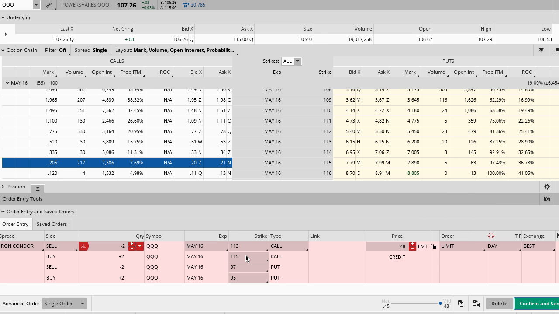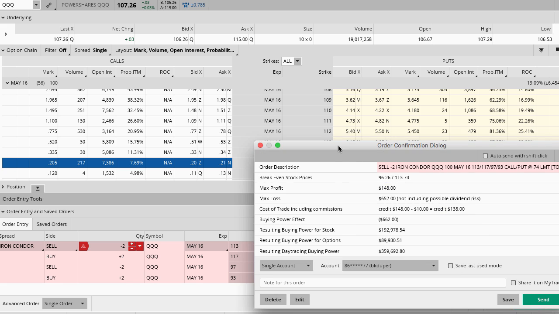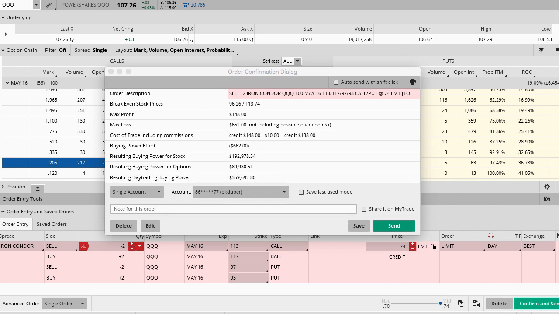So what you could do is widen out your strike prices. Let's say instead of doing the 113, 115, we do the 113, 117, and the 97 put and the 93 put. Okay, so now we take in a little bit more premium and we start scaling up our risk. Same iron condor, but now we've widened out the spreads on either side.